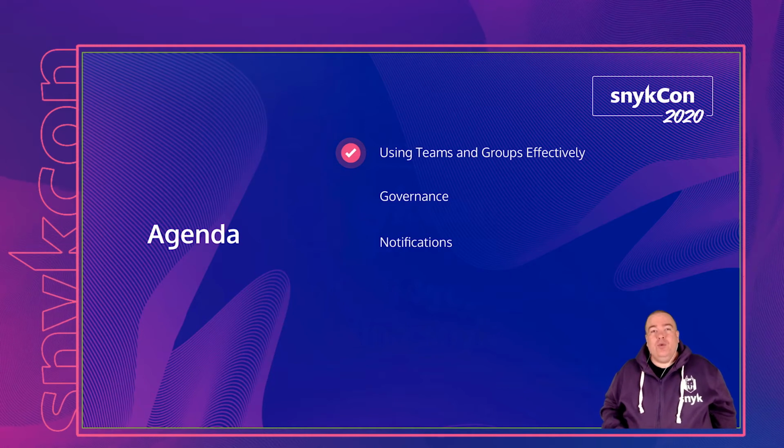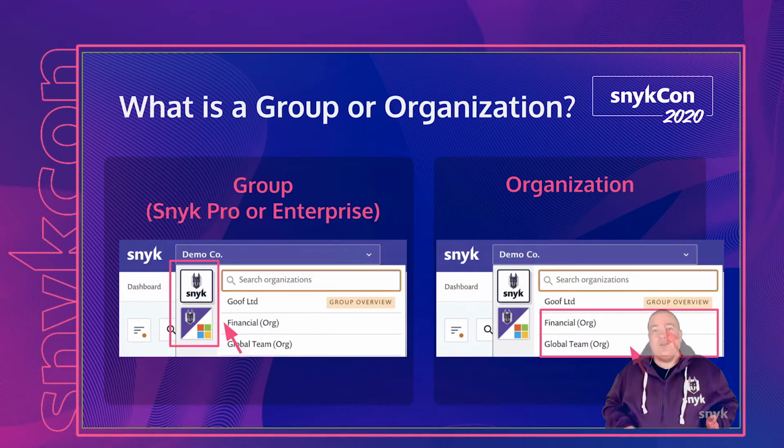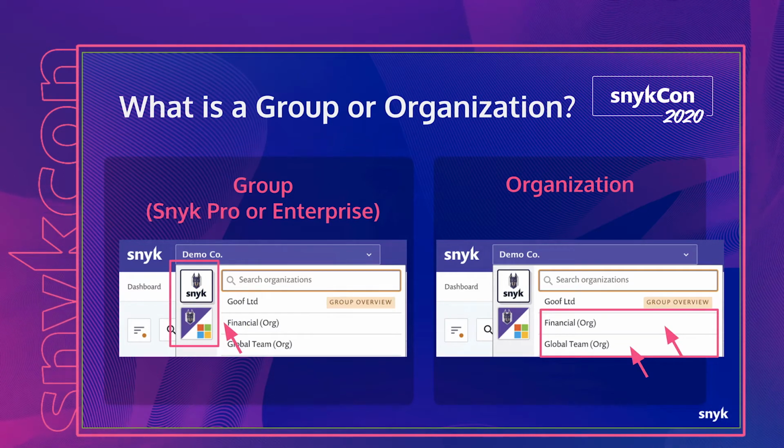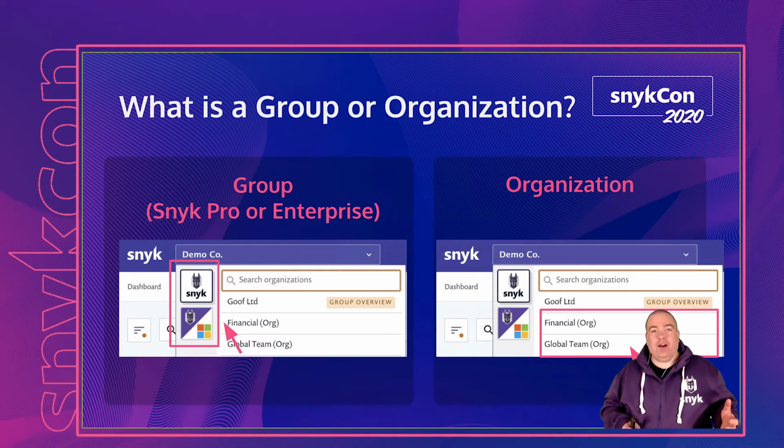So the first topic that we'll talk about is about using teams and groups effectively. And so what is a team and a group? Well, the first thing is what we call a group. You can think of like an account. It's the top level of aggregation we use. And you'll see that in Snyk Pro or Enterprise plans.